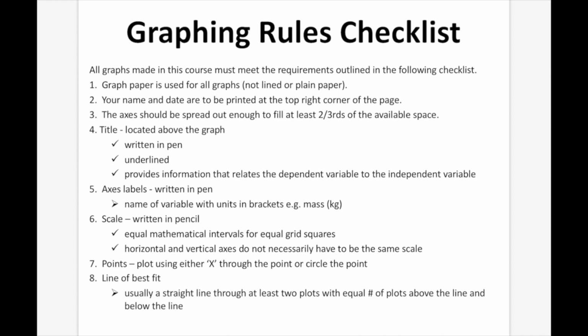Axes labels should be written in pen, the name of the variable with units in brackets. So for instance, mass in kilograms. Scale should be written in pencil. You should have equal mathematical intervals for equal graph squares. Horizontal and vertical axes do not necessarily have to be in the same scale. Points: plot using either an X through the point or a circle on the point. And then you should have a line of best fit, usually a straight line through at least 2 points with an equal number of points above and below the line. We also talked about how you can have a curved line of best fit as well.